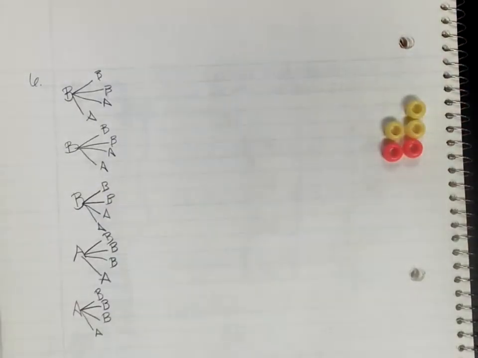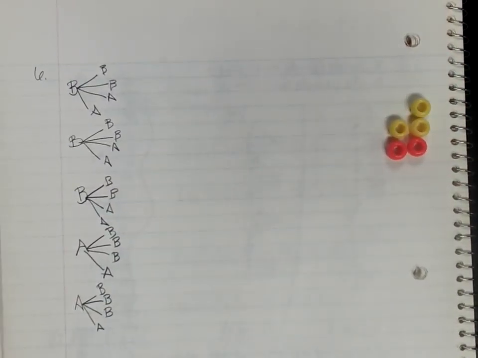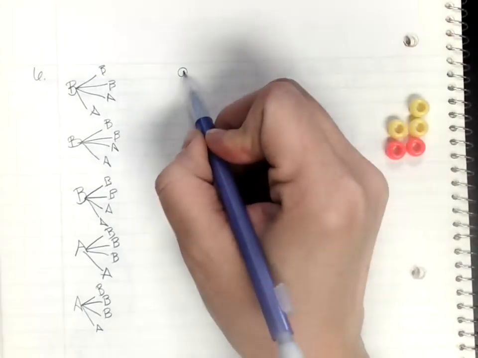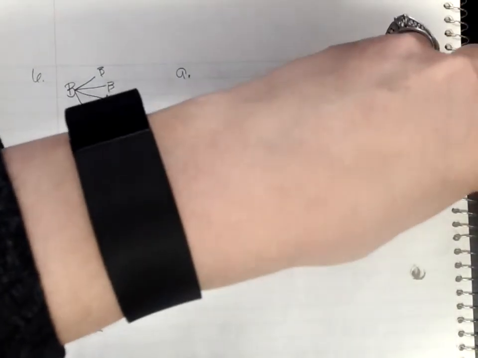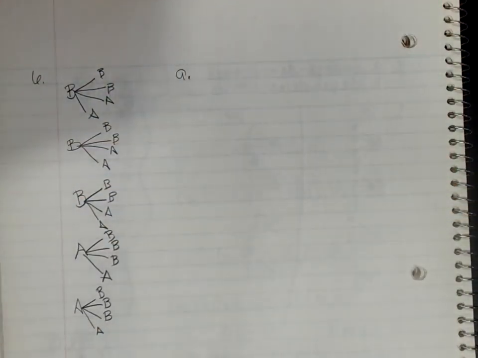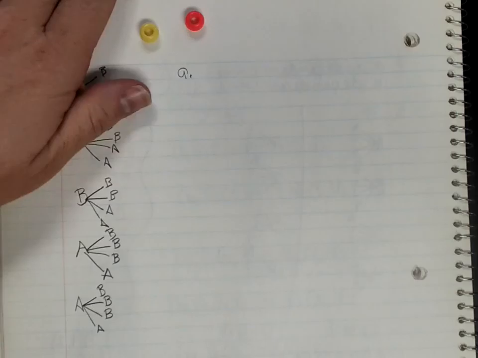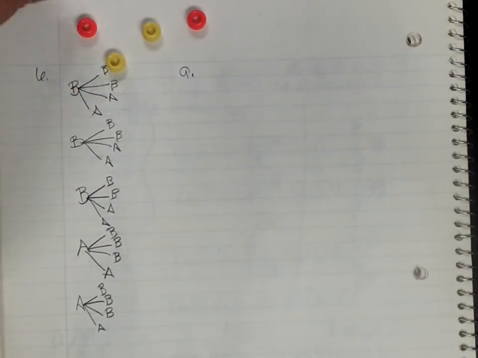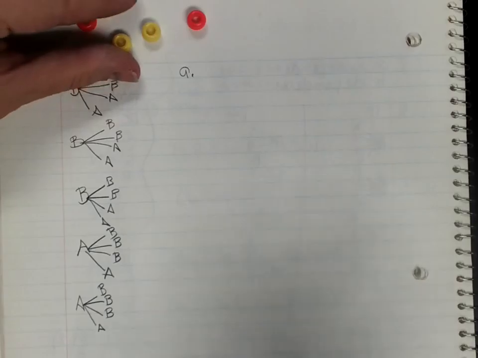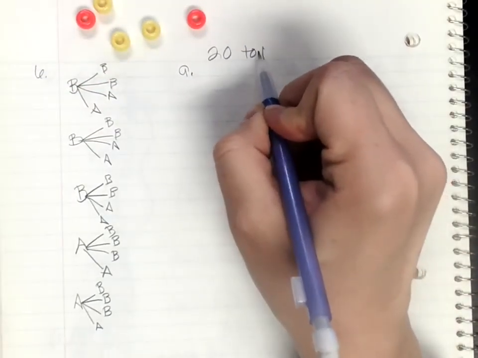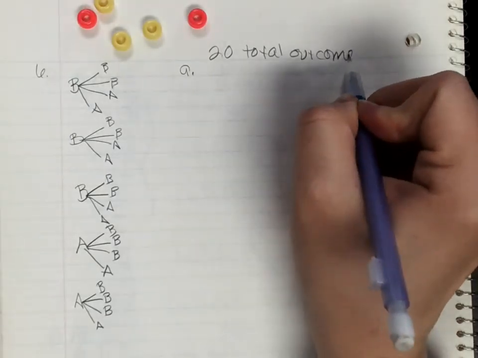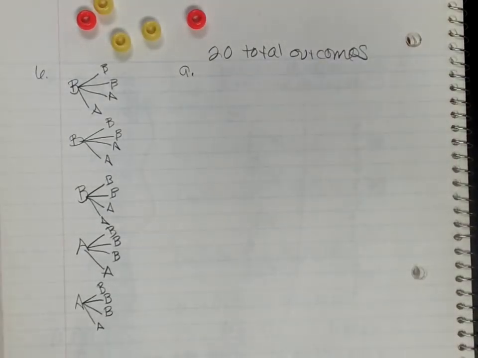Do we want to write these out in parentheses? No. Thank God. Okay. What is the probability? How many total outcomes do we have before we start this? I'm going to call on somebody at random. Maddie, how many total outcomes do we have? 20 total outcomes. Great. So the question is, what is the probability that both fruits will be bananas?